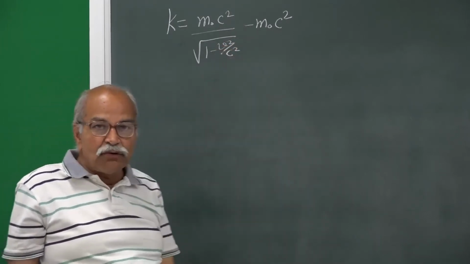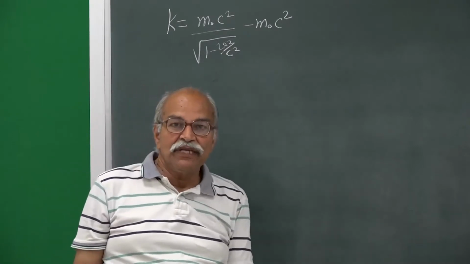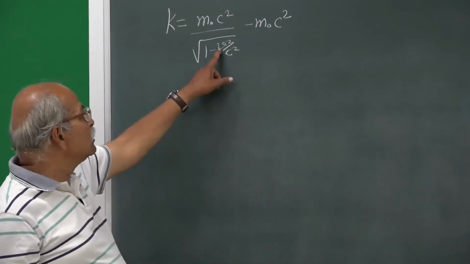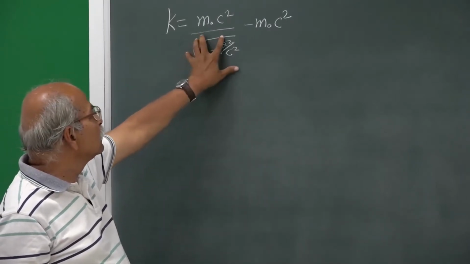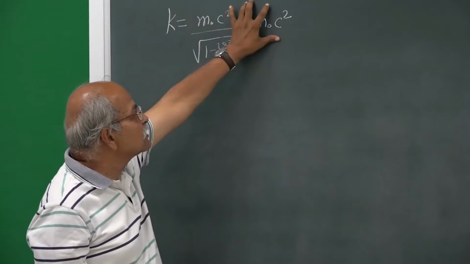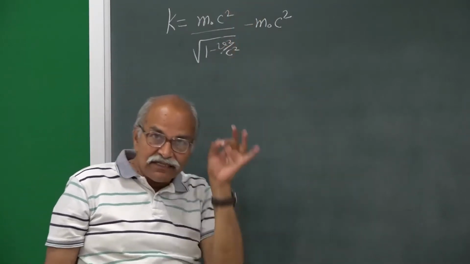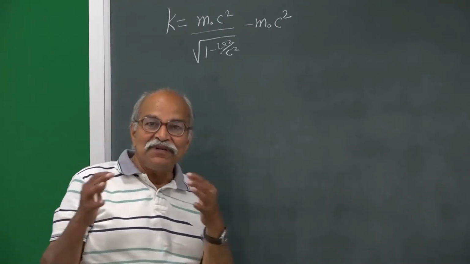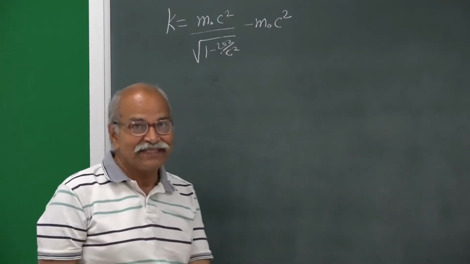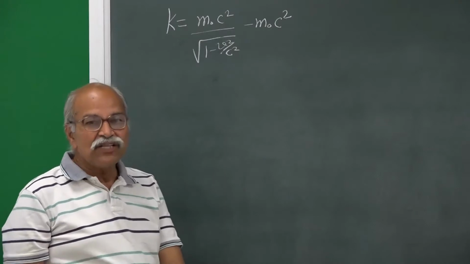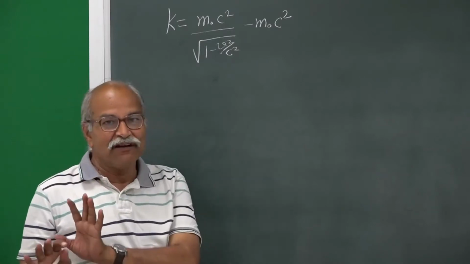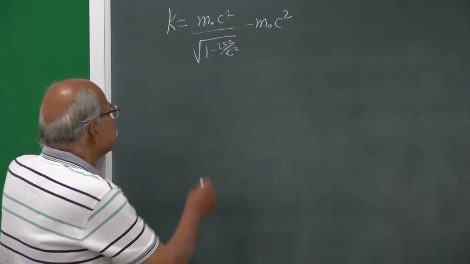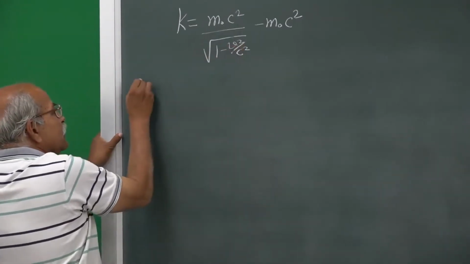If v is 0, the particle is not moving, kinetic energy should be 0. So, if you put v equal to 0, then this is 1 and m naught c square minus m naught c square is 0. So, at v equal to 0, this equation is fine. But for small velocities, non-zero speeds, I should get our familiar expression half m naught v square. So, let us see what happens if v is very small as compared to c.